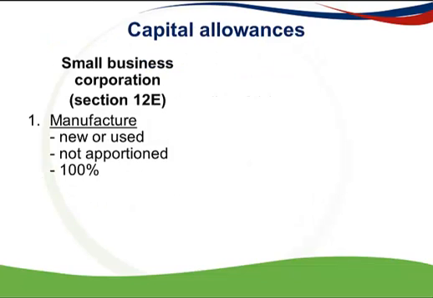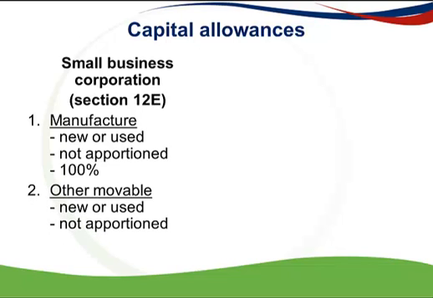The second special capital allowance that a small business corporation can claim is for other movable assets. These are any assets used in the taxpayer's trade that are not part of the process of manufacture. For example, vehicles, furniture, and computers. The assets can be new or used, and the allowance is not apportioned. The cost is claimed over a period of 3 years: 50% in the first year, 30% in the second year, and 20% in the third year.